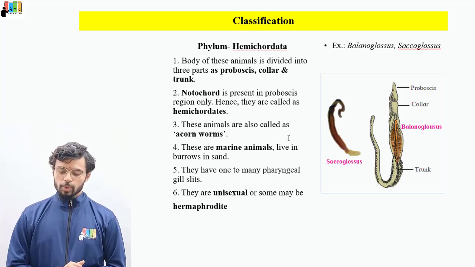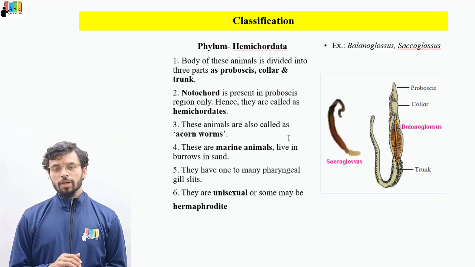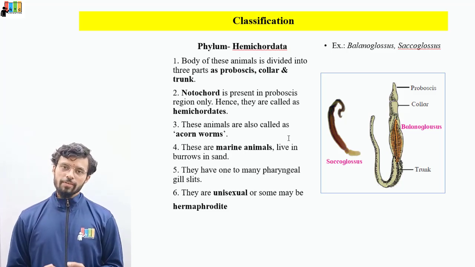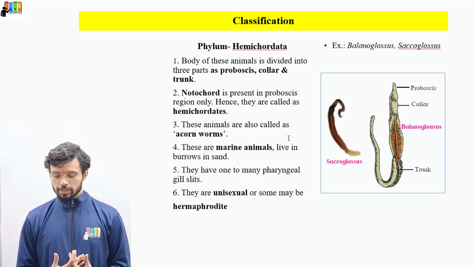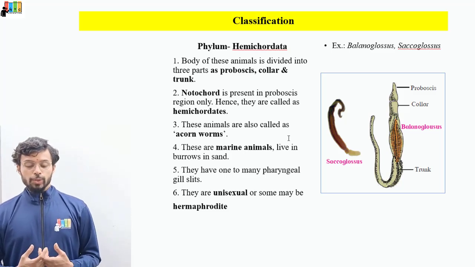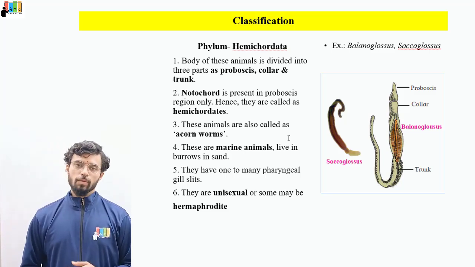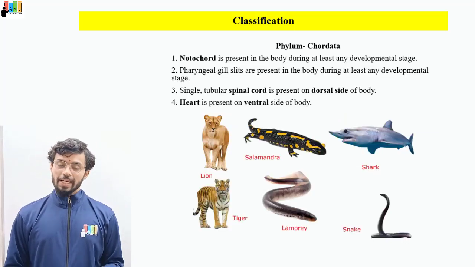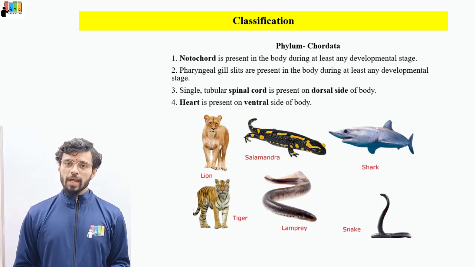They have one to many pharyngeal gill slits for respiration. Since they are aquatic, they will obviously have gills, right? They cannot breathe with nostrils like us. And they are unisexual, and some of them may be hermaphrodite as well. So now with this, we come to an end of the non-chordate system of classification.